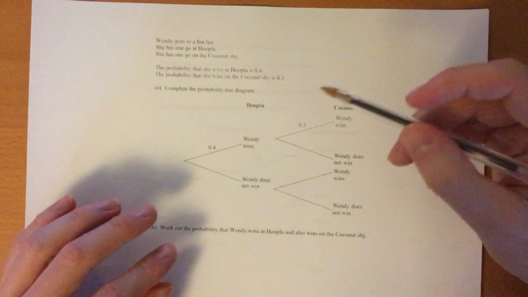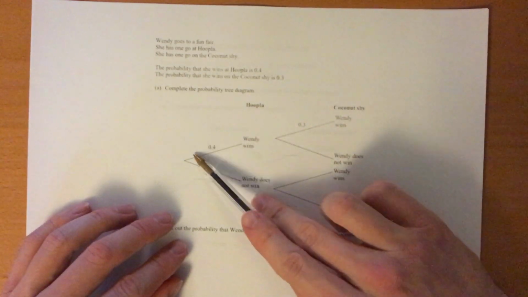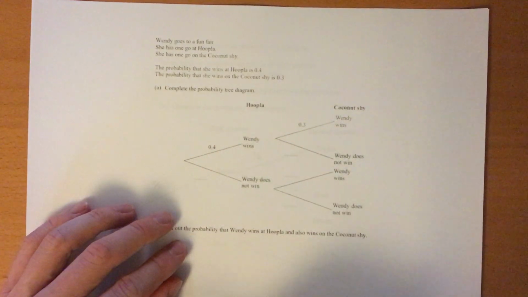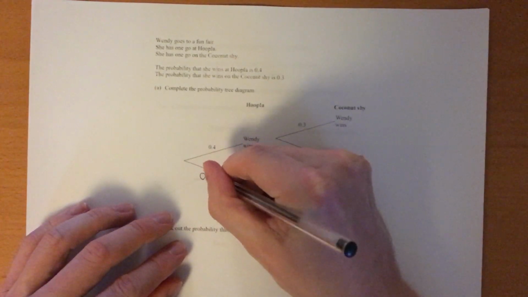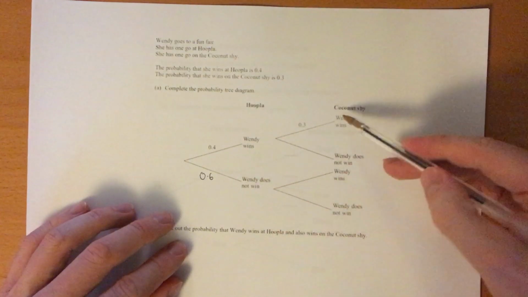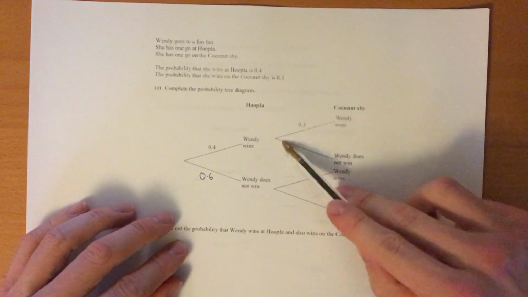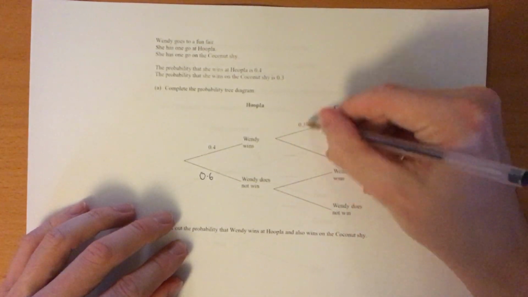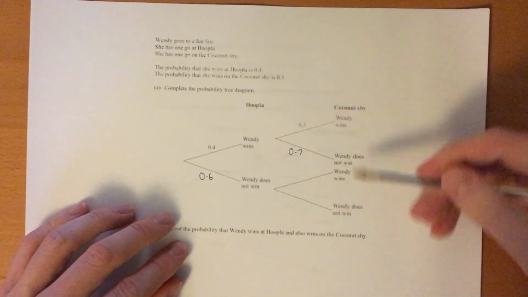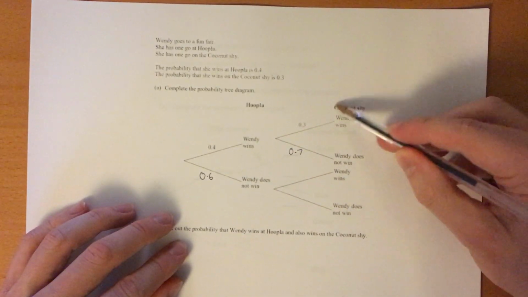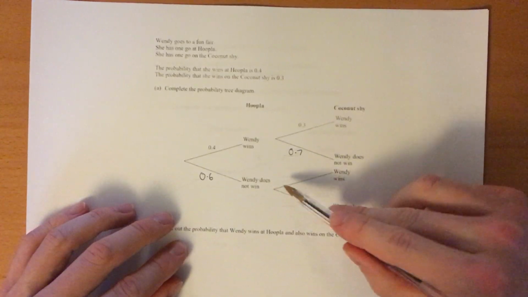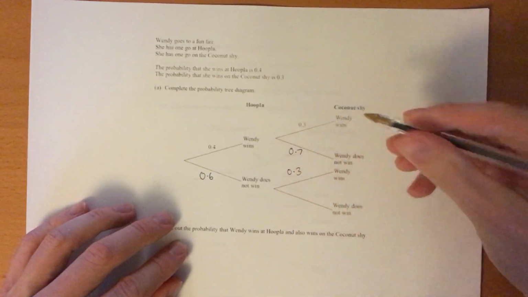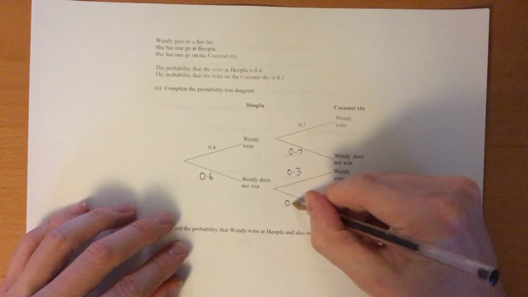So again, you know that probabilities must add up to 1 here. So her winning Hoopla and her losing Hoopla needs to add up to 1. So if that's 0.4, this must be 0.6. Okay, then we go on to Coconut Shy. Now, if the probability of her winning Coconut Shy is 0.3, probability of her losing Coconut Shy must add up to 1, so it's 0.7. And again, down here is still Coconut Shy, so therefore we've got the same probabilities here. Probability of her winning Coconut Shy will be the same as up here, so 0.3. And probability of her losing Coconut Shy will be 0.7.